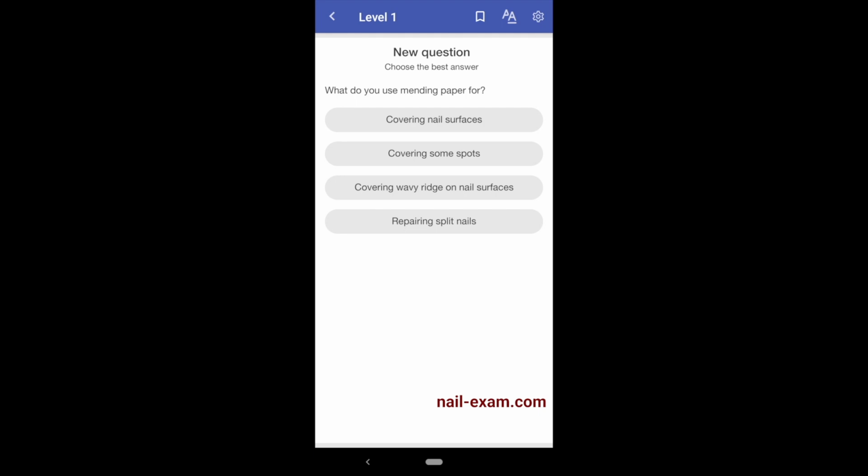What do you use mending paper for? Answers: A. Covering nail surfaces. B. Covering some spots. C. Covering wavy ridge on nail surfaces. D. Repairing split nails. The answer is D.